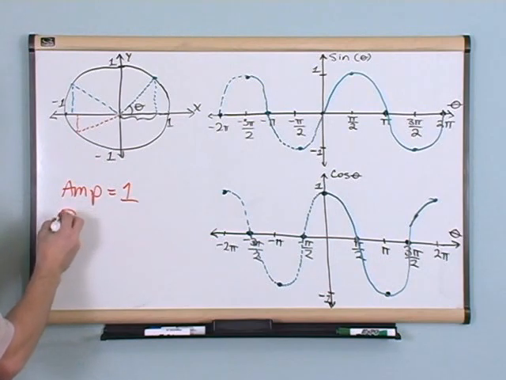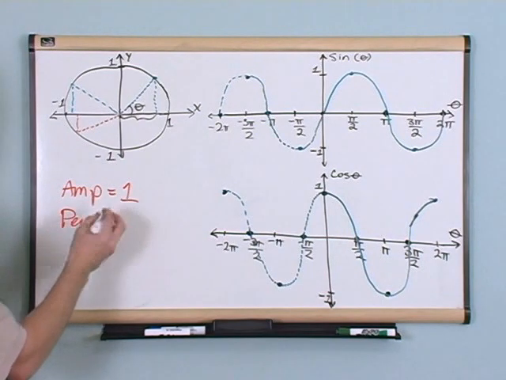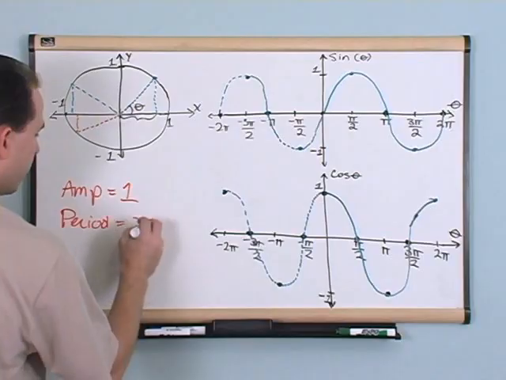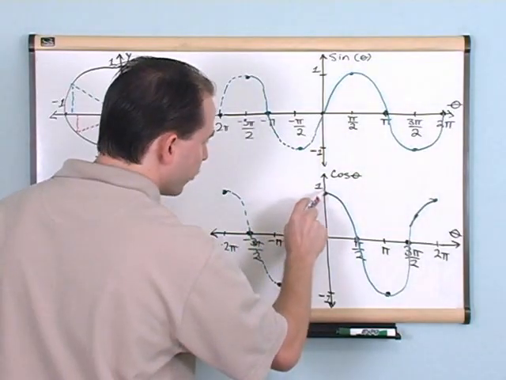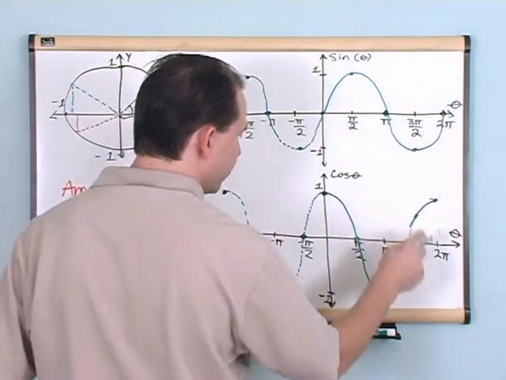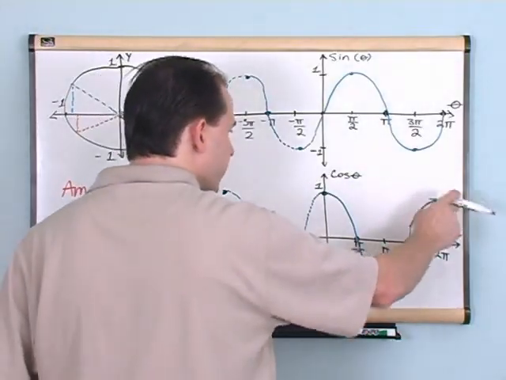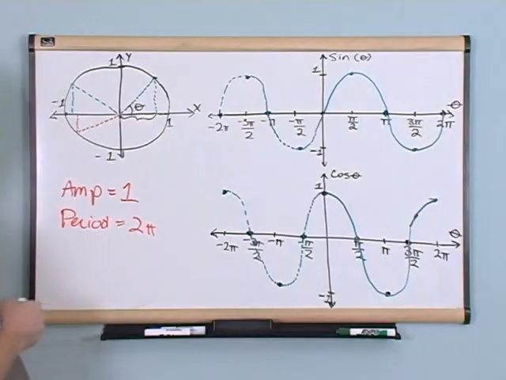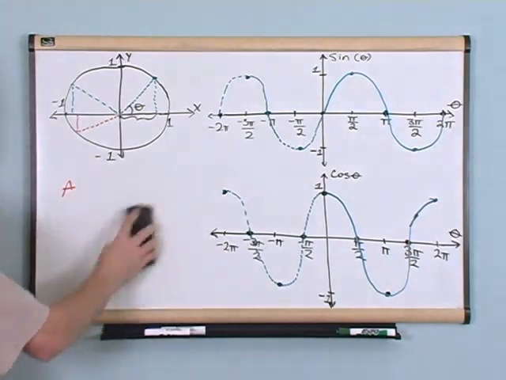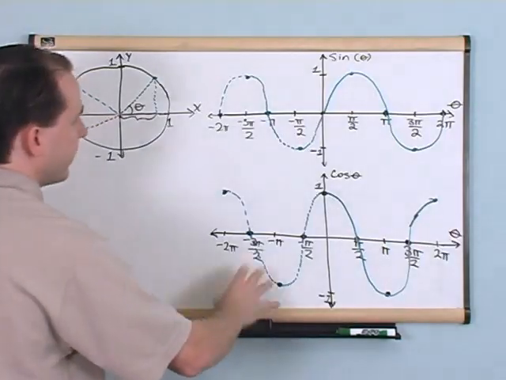The period is, again, still 2 pi, because if you look, after one complete cycle, you get back to 2 pi, so this is the minimum time it takes to start over again. If I were to continue, I would start right where I began there. So the amplitude and the period are the same. What is different between these two graphs is just simply the fact of the starting point.